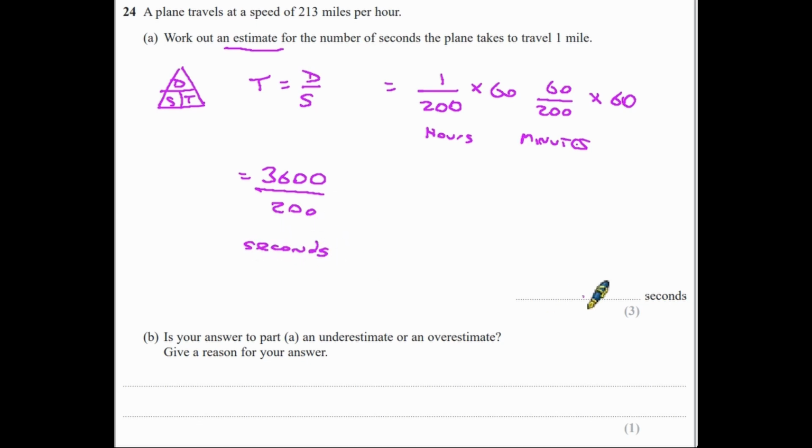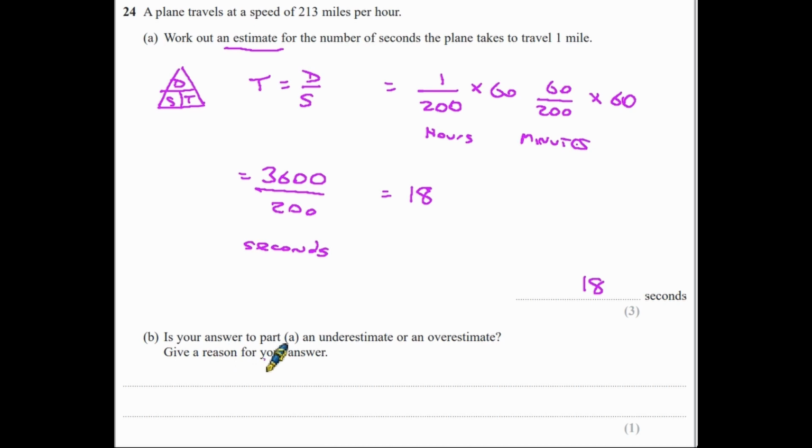Of course, as a fraction it makes no sense whatsoever, therefore we need to simplify that, and in fact 3,600 divided by 200 equals 18. So our answer is an estimate of 18 seconds.